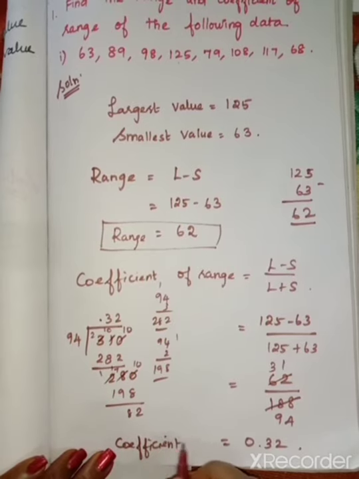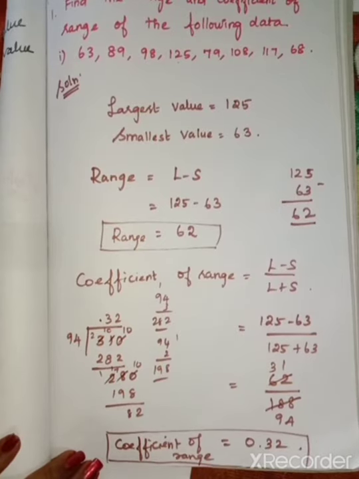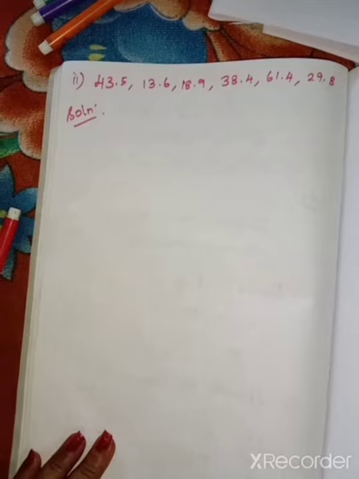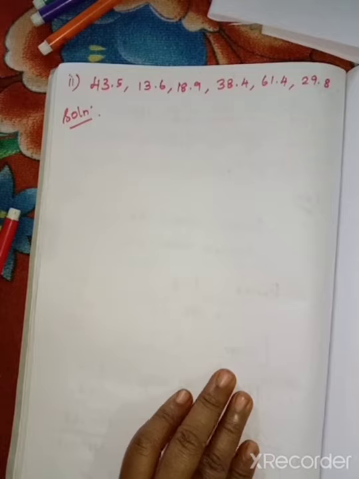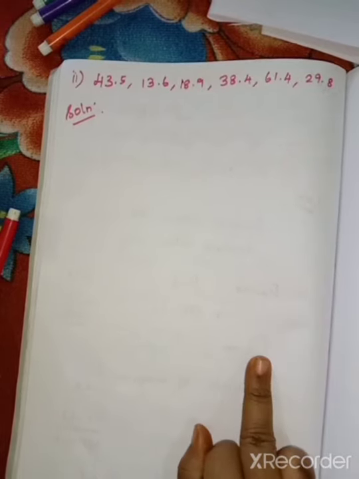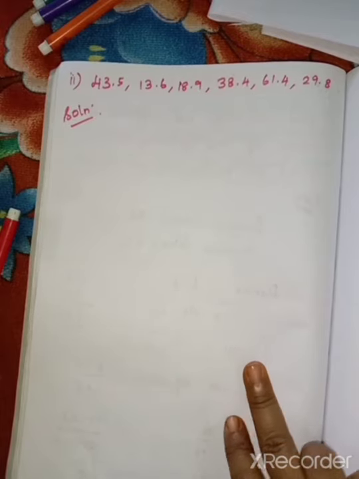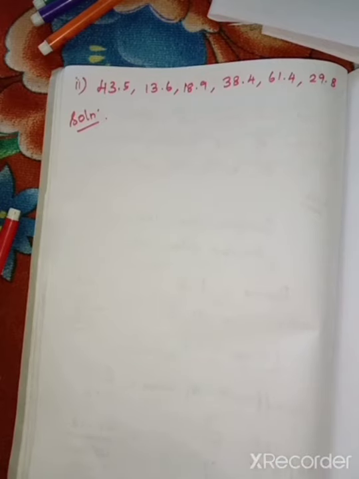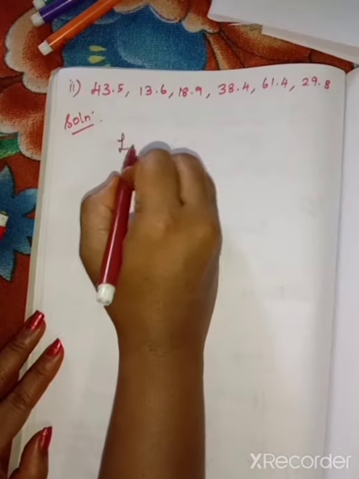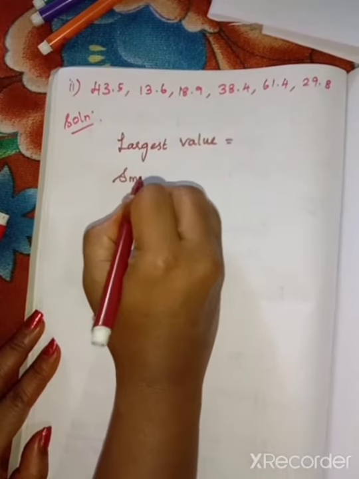Coefficient of range equals 0.32. For the first question, second subdivision: 43.5, 13.6, 18.9, 38.4, 61.4, 29.8. Here also we want to find the range and coefficient of range. Before going to that, we want to find the largest value and the smallest value. Here also we want to find that. So largest value, smallest value.